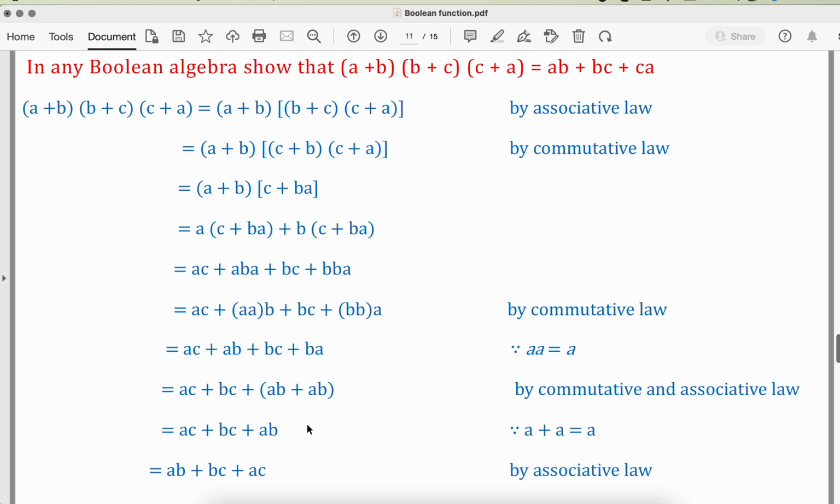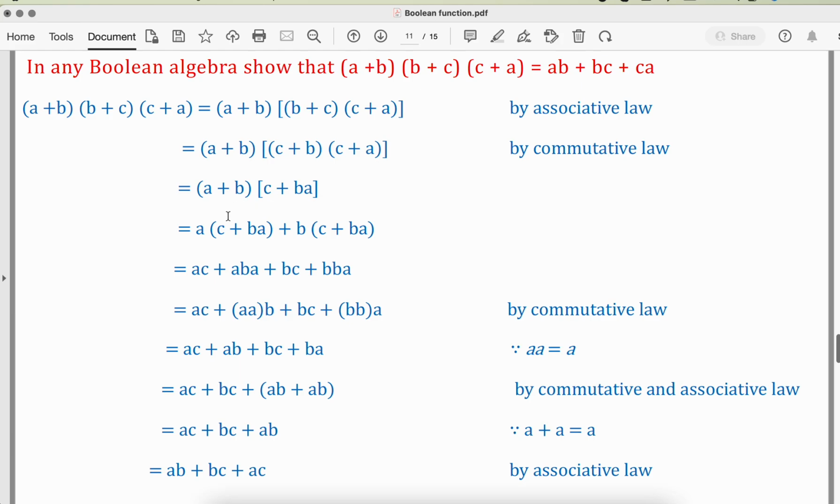One more example: in any Boolean algebra, show that (A + B)(B + C)(C + A) is equal to AB + BC + CA. We know that (A + B)(B + C)(C + A) can be written as (A + B)((B + C)(C + A)) by associativity. So B + C can be written as C + B by the commutative law. Again, (C + B)(C + A) can be written as C + BA.